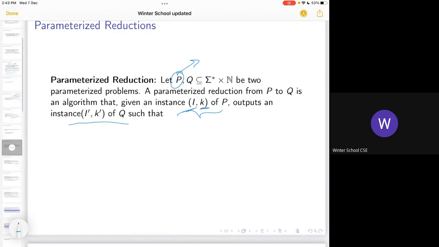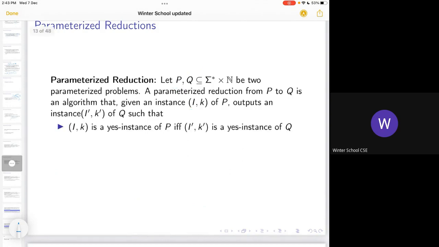Then what is the condition we want on this reduction? Firstly, the correctness, right? Because if we want to say something about the problem Q, we should have this yes and yes, if and only if condition. So like our polynomial reductions, here also we imply this condition that (I, k) is a yes instance of P if and only if (I', k') is a yes instance of Q.